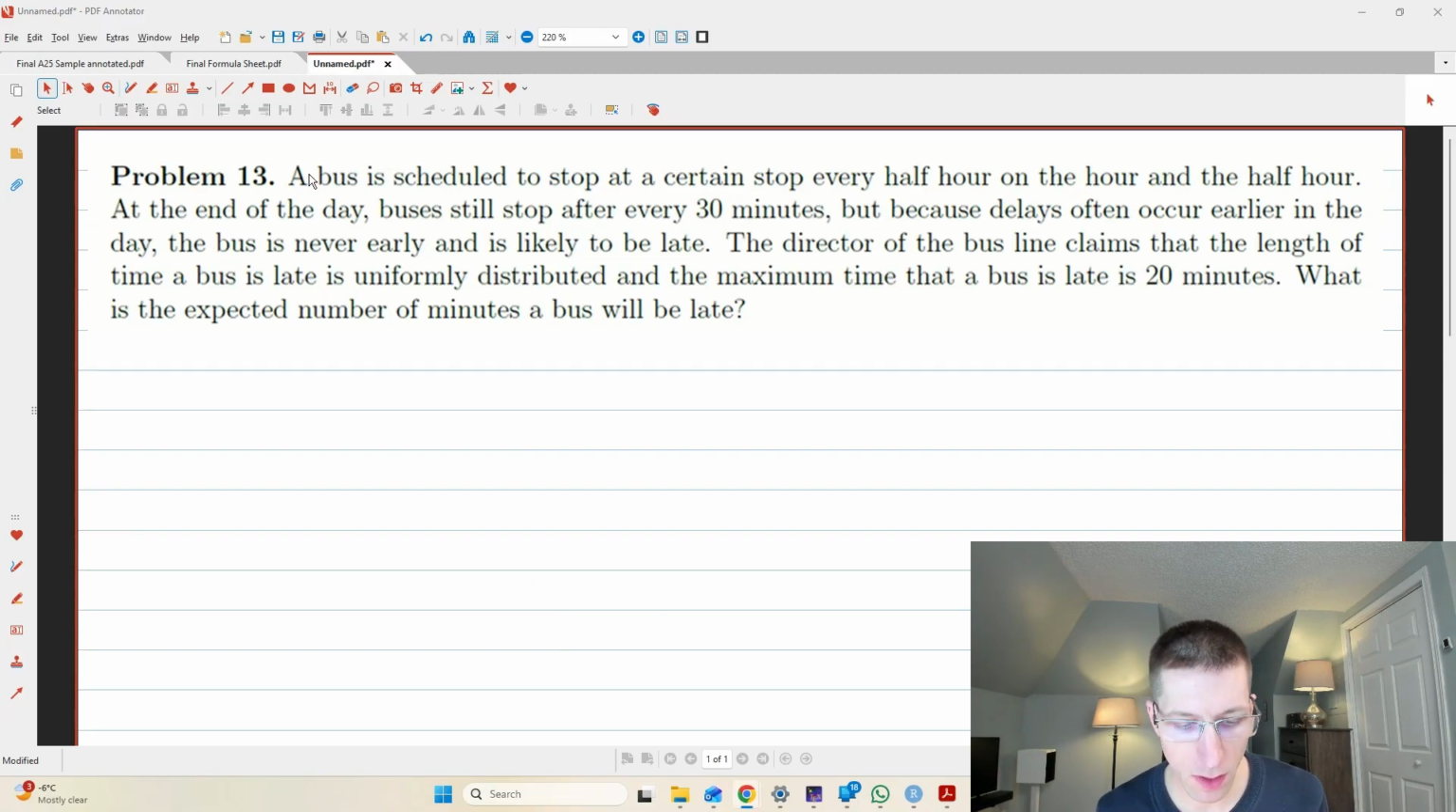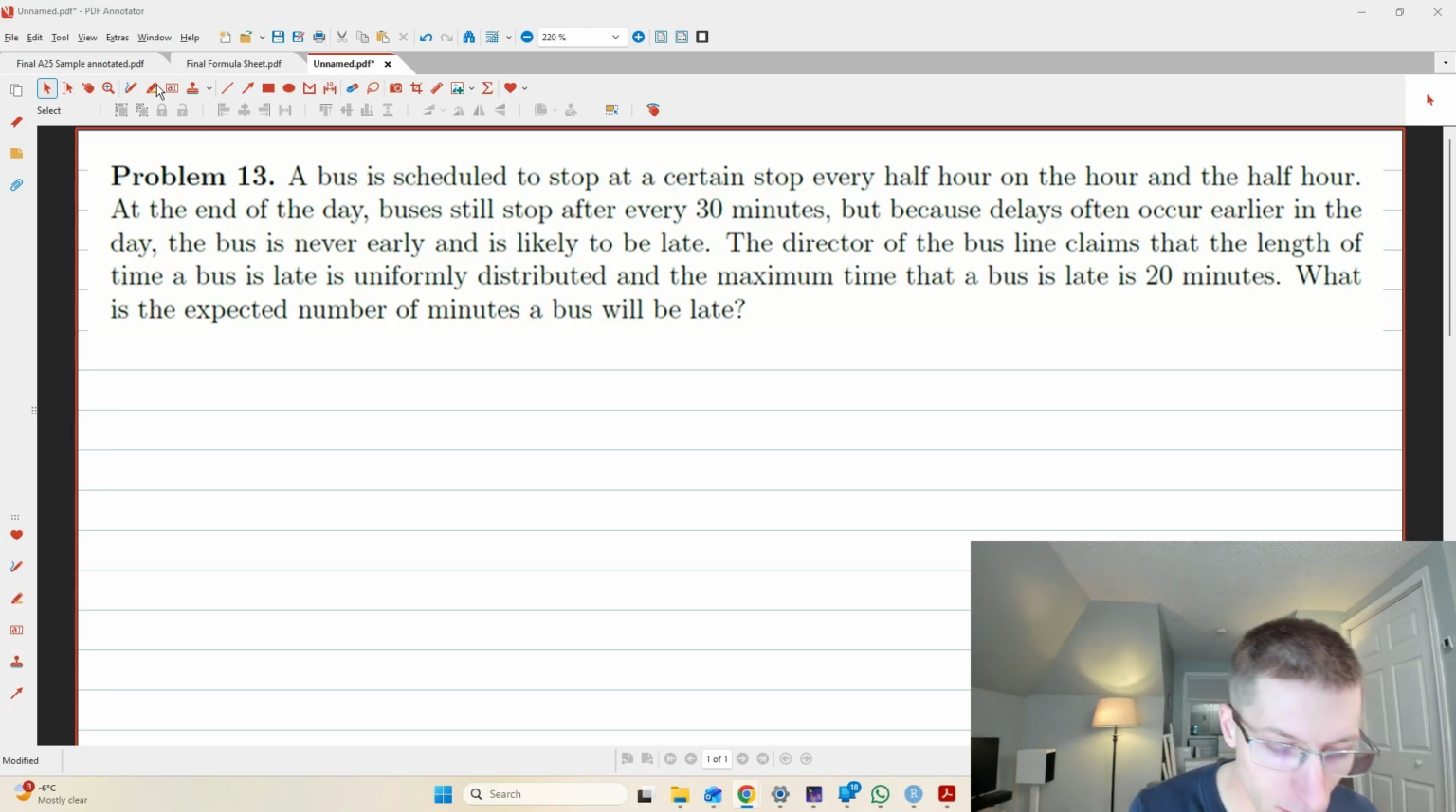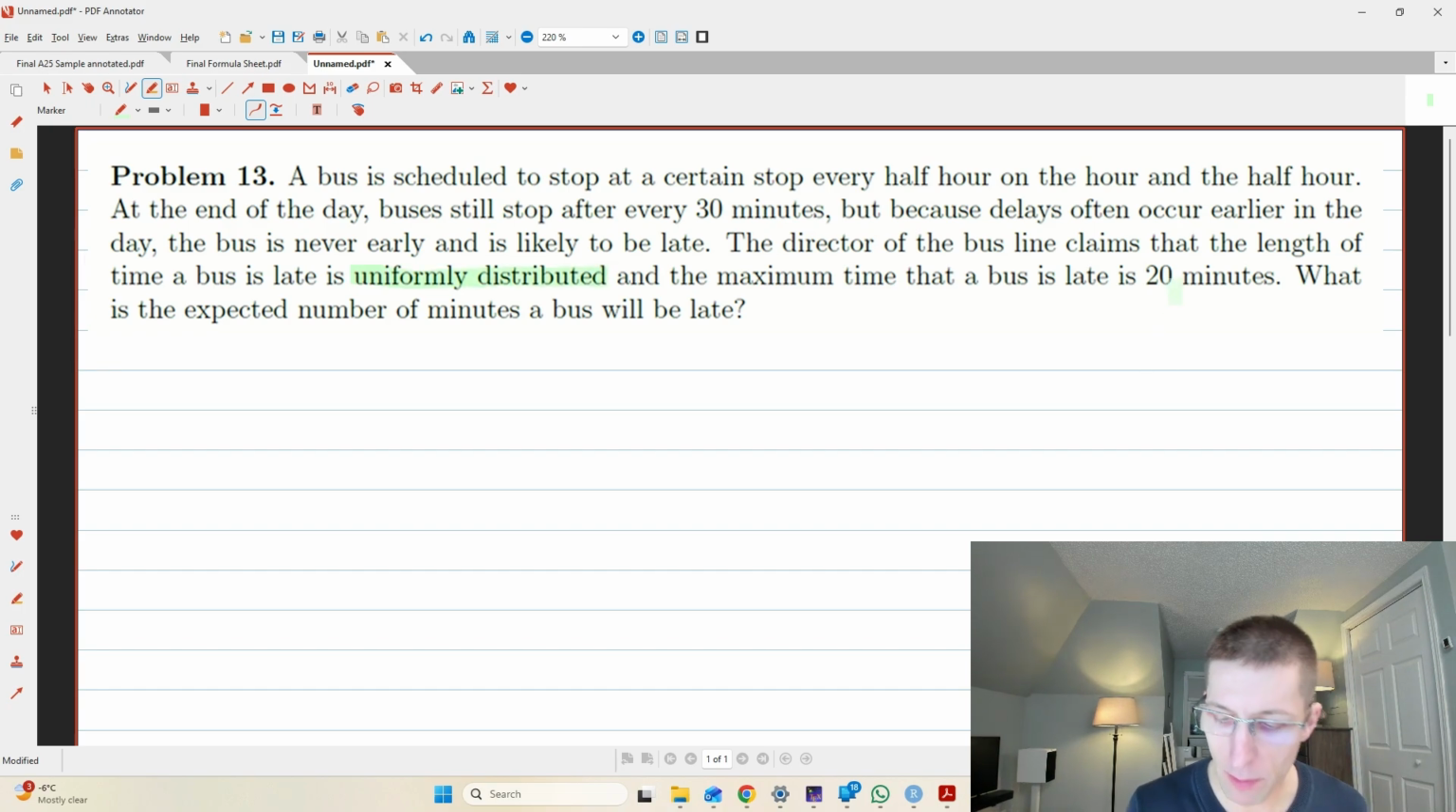So problem 13, a bus is scheduled to stop at a certain stop every half hour, on the hour and on the half hour. At the end of the day, the buses are still stopping every 30 minutes, but because of delays, they're never early and likely to be late. The director of the bus line claims that the length of the time it's late is uniformly distributed, and that the maximum time it will be late is 20 minutes. And then we're asked what's the expected number of minutes a bus will be late. So the expected number is really asking for the expected value.